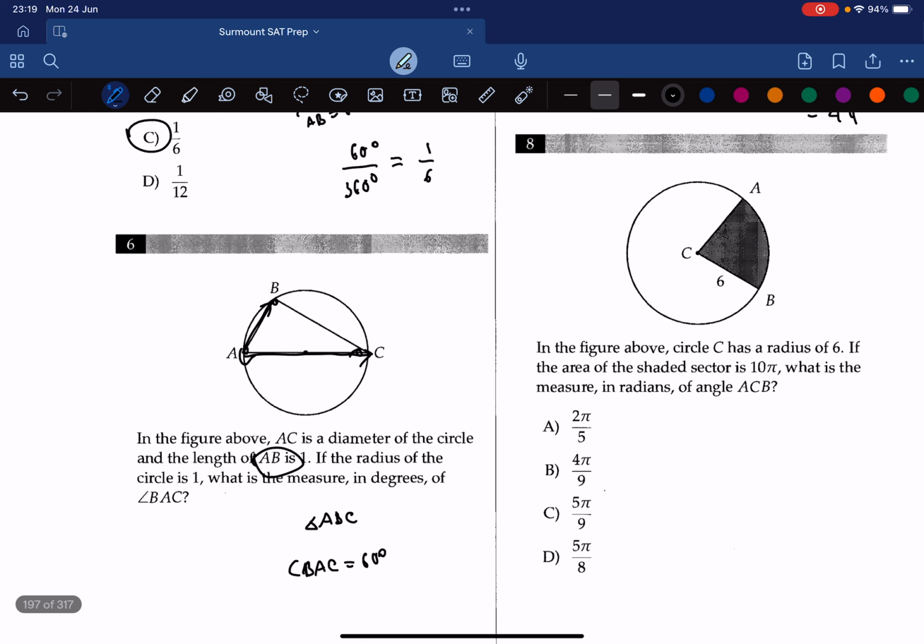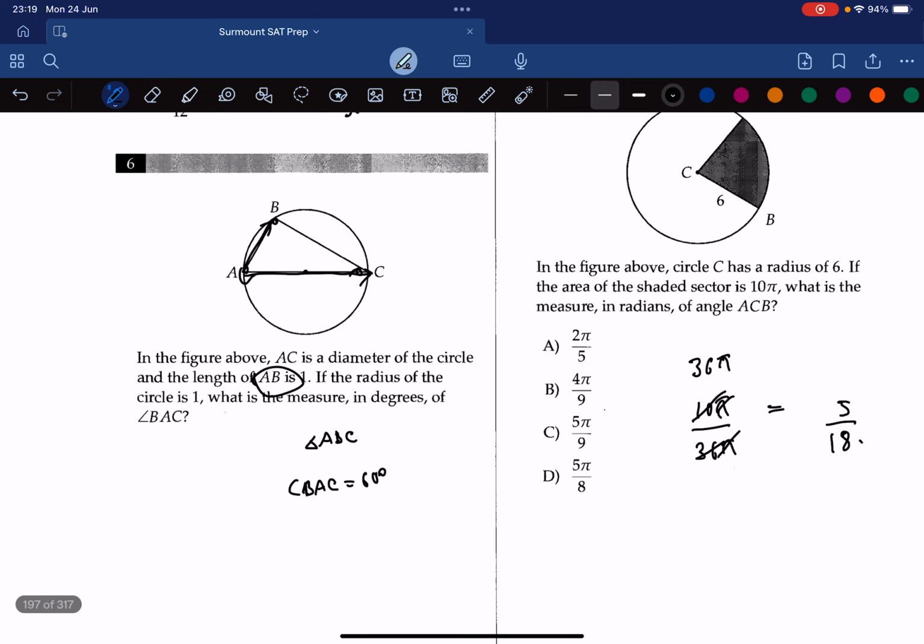Question 8, in the figure above, circle C has radius of 6. If the area of the shaded sector is 10 pi, what is the measure in radians of angle ACB? So again, the area of the circle is pi r squared, where r here is 6, so we get 36 pi as the area of the circle. And the shaded section here should be 10 pi, right? So it's 10 pi over what? 36 pi. It's 10 pi over 36 pi, and if we simplify this, we should cancel out 5 pi, and then we can cancel out 10 and 36 to get 5 over 18.